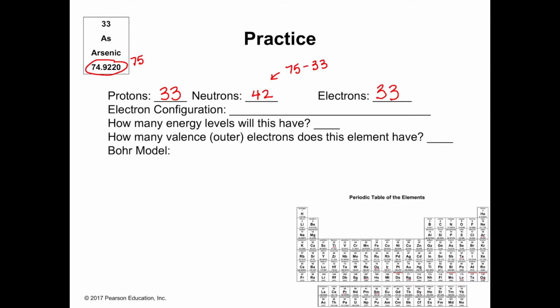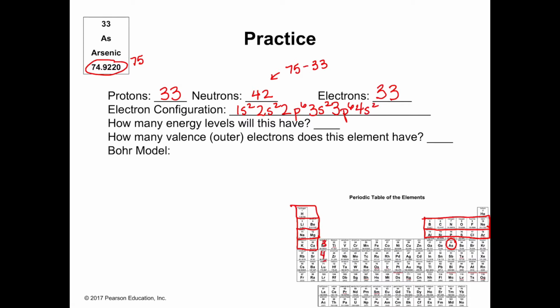Then we can write out the electron configuration for arsenic. So arsenic's down here. Arsenic is not in the 1s, so we write down 1s2. It's not in the 2s, so we write down 2s2. Not in the 2p, so we have 2p6. Not in the 3s, so 3s2. Not in the 3p, so we have 3p6. Not in the 4s, so 4s2.